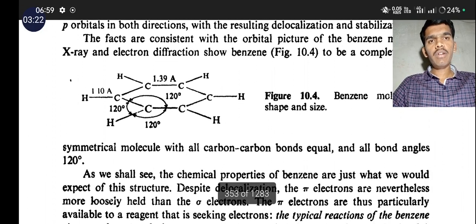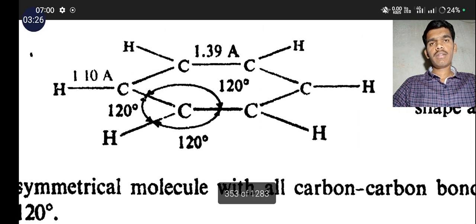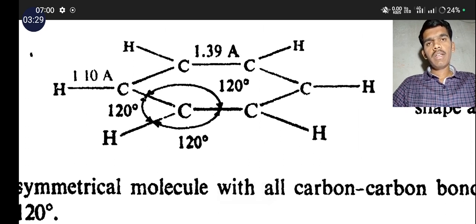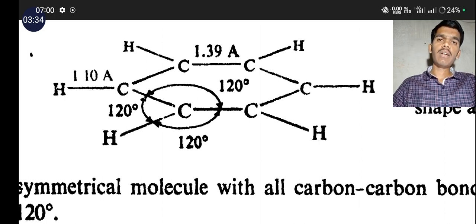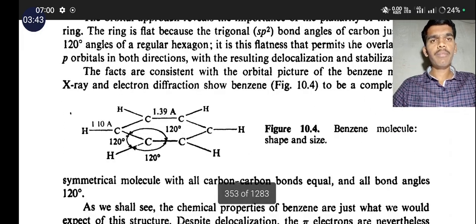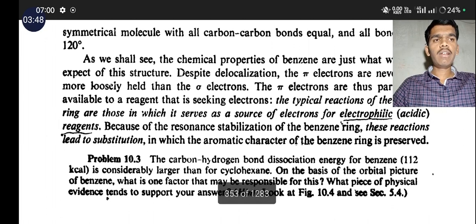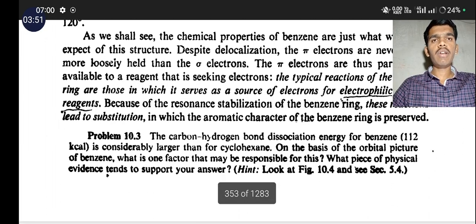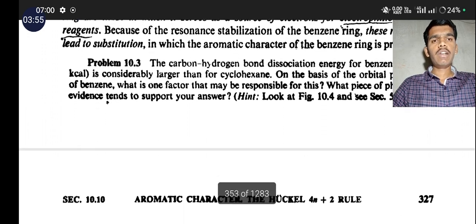So based on all the study we have done, here is the orbital picture of benzene. The carbon hydrogen bond is 1.10 Angstrom. The carbon carbon bond is 1.39. All the bond angles are 120 degrees, and this makes benzene a symmetrical molecule. These results are based on analytical studies, like X-ray diffraction and electron diffraction.